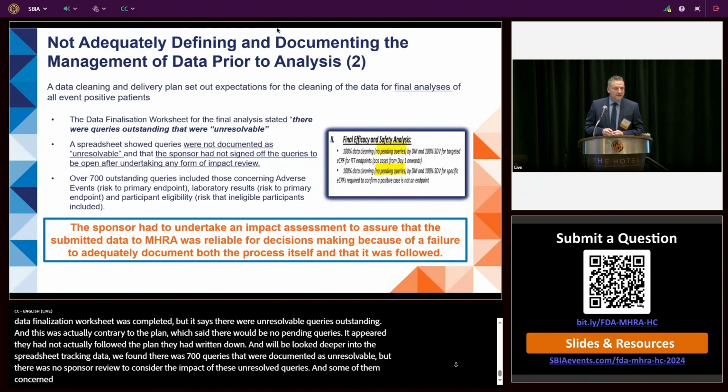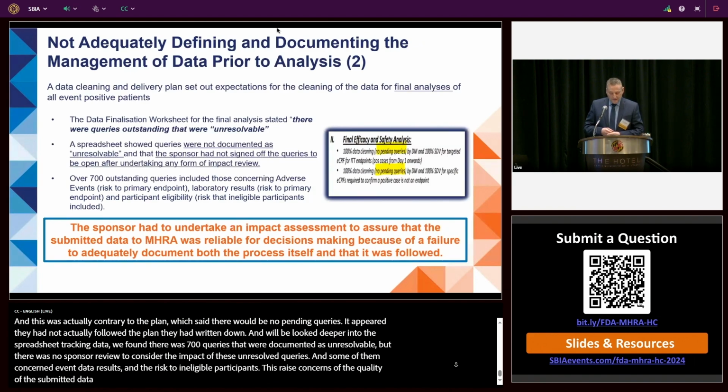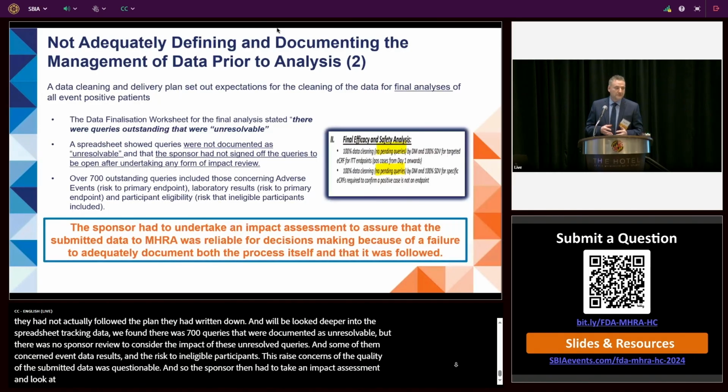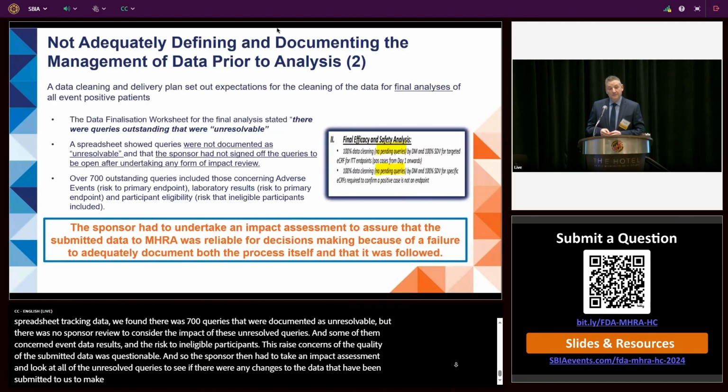So this raised concerns that the quality of the submitted data was questionable, and so the sponsor then had to undertake an impact assessment, looking at all the unresolved queries to see if there were any changes to the data that had been submitted to us to make our decision. In this case, fortunately, there wasn't any impact, but there was obviously a lot of work that had to be done at this point of the process, which could have been avoided.